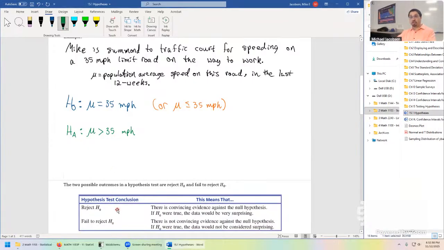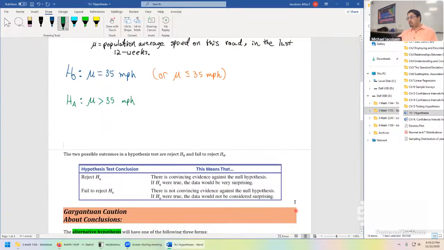The other thing that can happen in our conclusion is we fail to reject the null hypothesis. Maybe the sample mean was above 35 miles per hour, but just like in that last problem with calcium, if you did a confidence interval analysis, if you looked at the data more carefully, it's a little bit more muddy. There's a large margin of error. So that's when we fail to reject the null hypothesis.